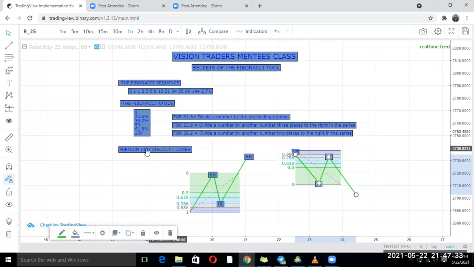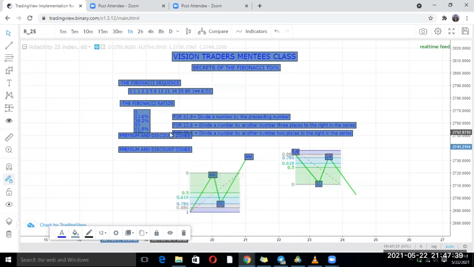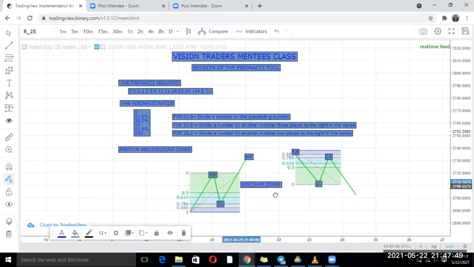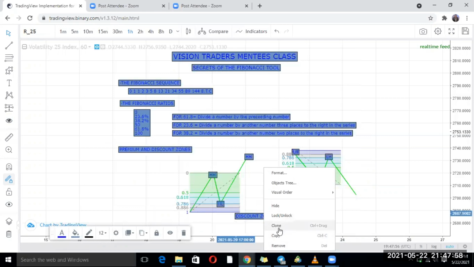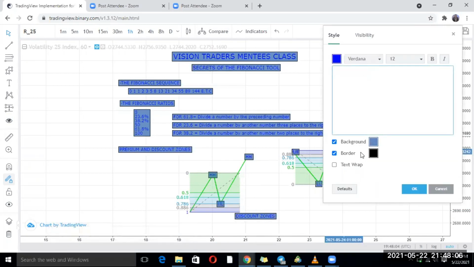So discount zones. Let's quickly do this. Discount zones. So these are discount zones. These are what? Sorry, I have to clone this first. These are what? Premium zones.